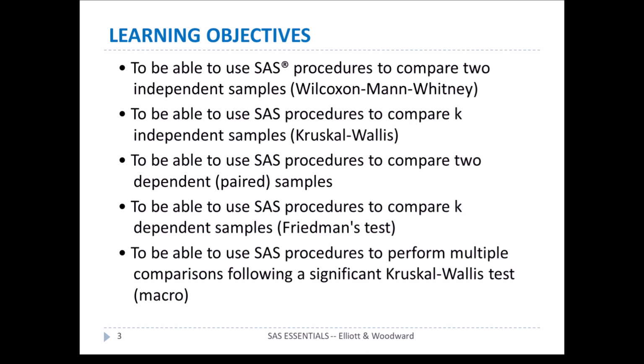In this chapter, we'll be able to use SAS procedures to compare two independent samples using a Wilcoxon Mann Whitney test, to use a SAS procedure to compare K independent samples using Kruskal Wallis, to use SAS procedures to compare two dependent or paired samples, and to compare K dependent samples using a Friedman's test. Also, we'll look at performing a multiple comparisons test following a significant Kruskal Wallis test, and that will be in the form of a macro.